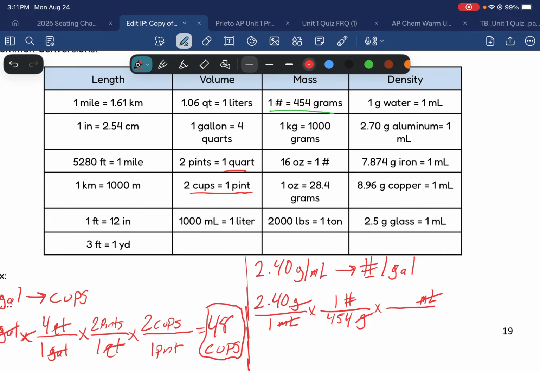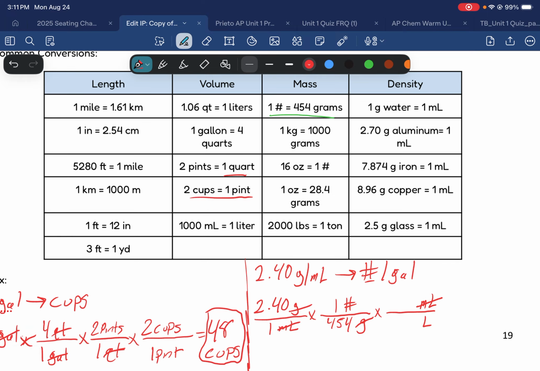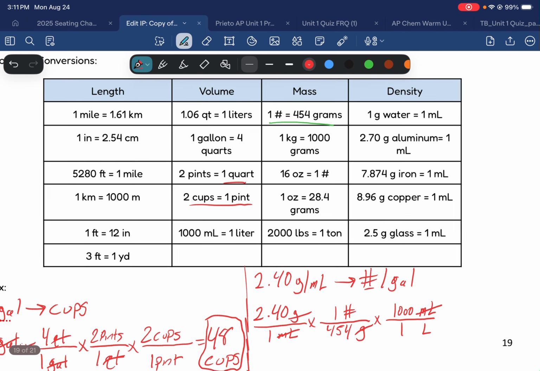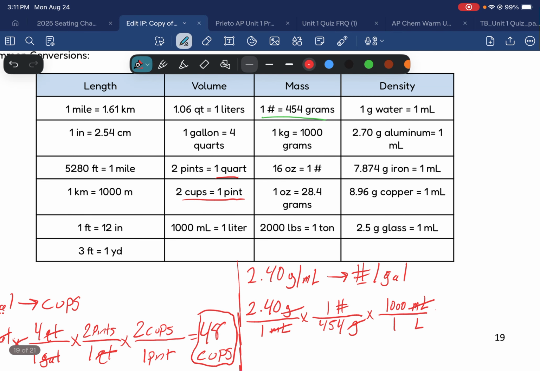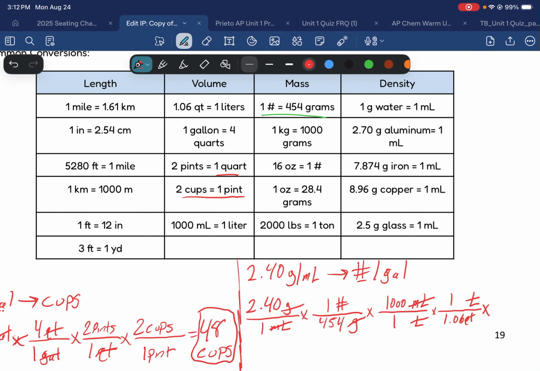I don't want it. The only thing I see is milliliters to liters. So 1,000 milliliters to 1 liter. 1 liter goes on the bottom. Now, do you see liters to gallons in that volume section? No. So we gotta keep going. Remember, liters gotta go up here so I can cancel it out. So for every 1 liter, I have 1.06 quarts. We're almost there. 4 quarts, 1 gallon.